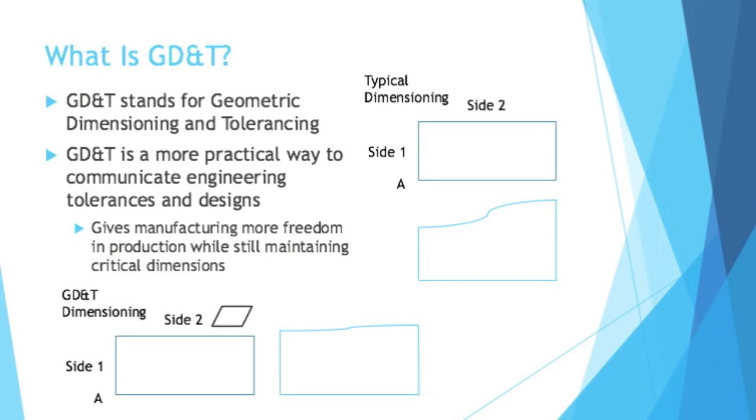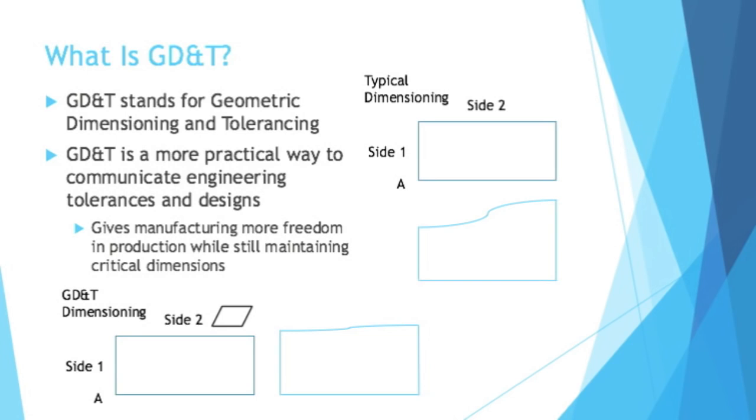GD&T prevents a lot of these mistakes from occurring, so look at the two images on the bottom. The image on the left is a very similar setup, except it adds in the flatness symbol for side 2. So that flatness symbol would say something like 0.05. So you would still have the dimension on side 1, 3 inches plus or minus 0.25. But then because of the constraint on side 2, the flatness being 0.05, you would get nowhere near the variance in side 2. Of course, there's always a little bit of variance in the real world, but it wouldn't be as dramatic.